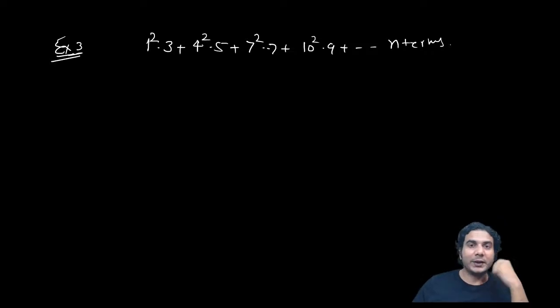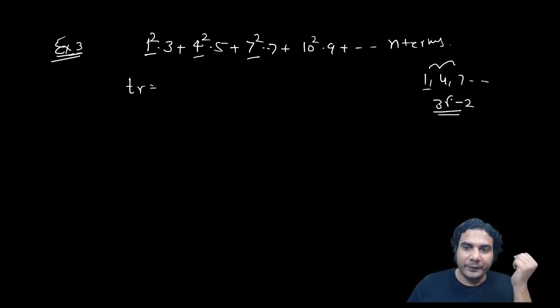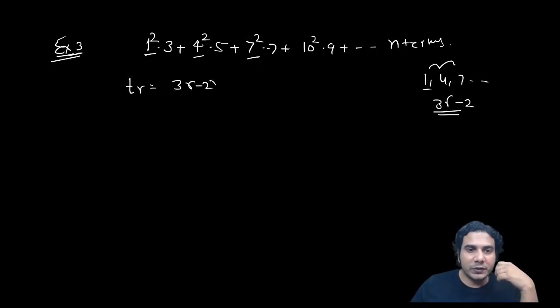Alright, so now let me write the general term of this. If you write the general term Tr, it is basically 1 square, 4 square, 7 square. So what is the rth term of this? 1, 4, 7 is an arithmetic progression with common difference 3. So you can write 3r. To match the first term, put r equal to 1. You are getting 3, so you need 1, so minus 2. Or you can apply the formula of the rth term of an AP. So 3r minus 2 is the rth term of this sequence. And it is a square of this, so it is 3r minus 2 the whole square.